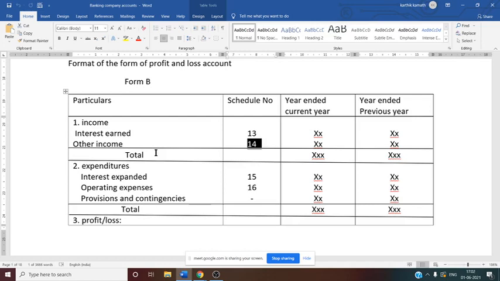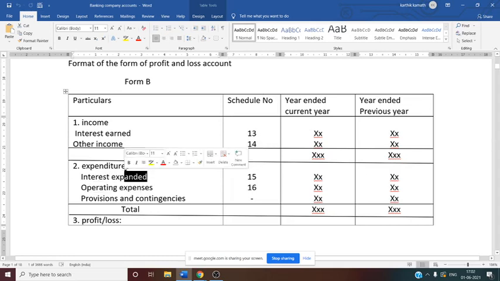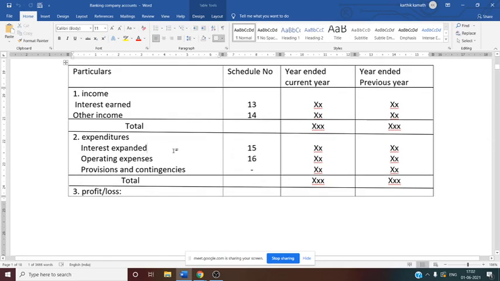Then income earned by way of dividend. So dividend earned, miscellaneous income, all come under other income. That is schedule number 14. Now schedule number 15, interest expended. Interest expended is nothing but interest given by the bank on deposits.